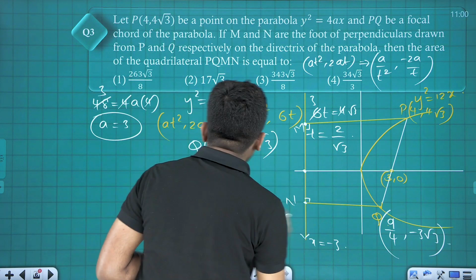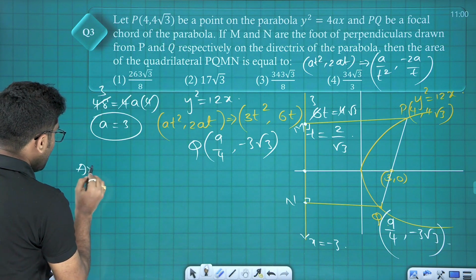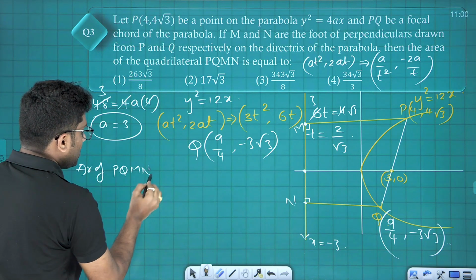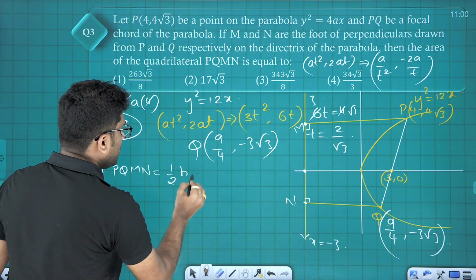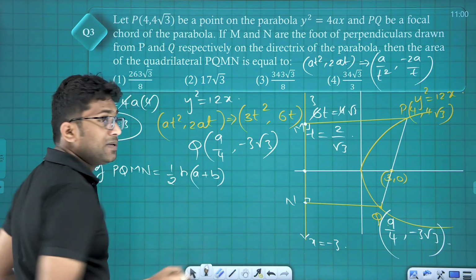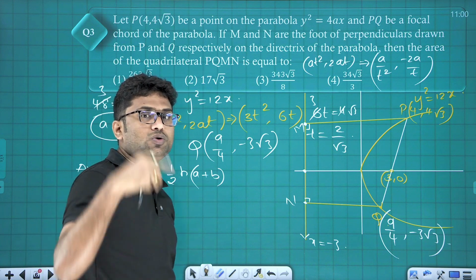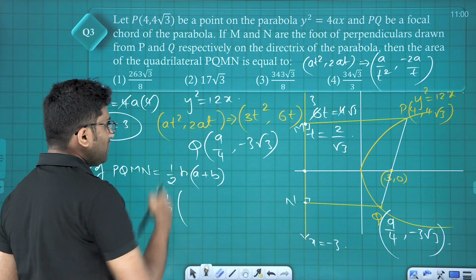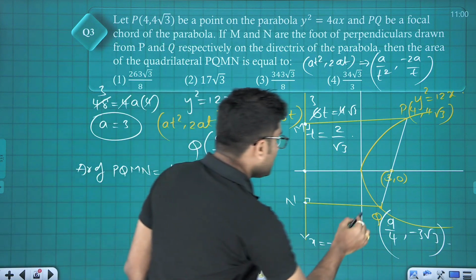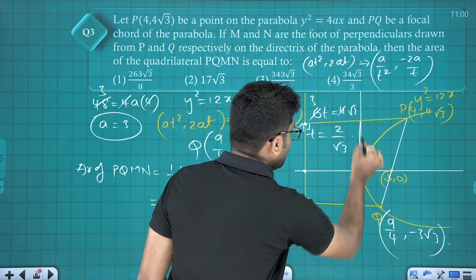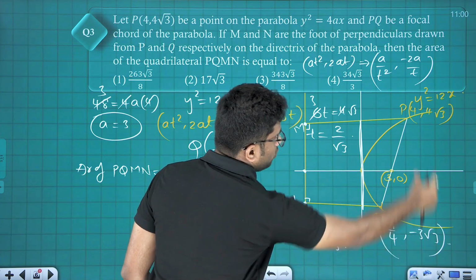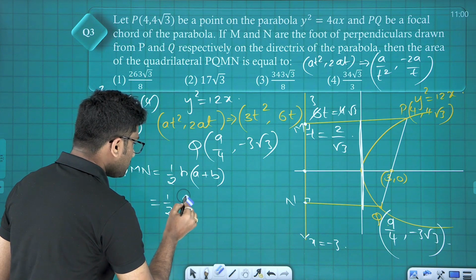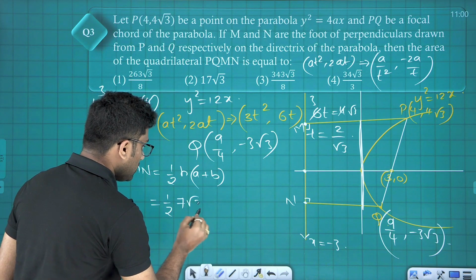So area of trapezium PQMN is nothing but half into h into (a plus b). What is the trapezium area? Half into height into sum of the parallel sides. First, h is this length from here to here. This is from minus 3 root 3 to 4 root 3, which is nothing but 7 root 3, friends. We get this as 7 root 3.